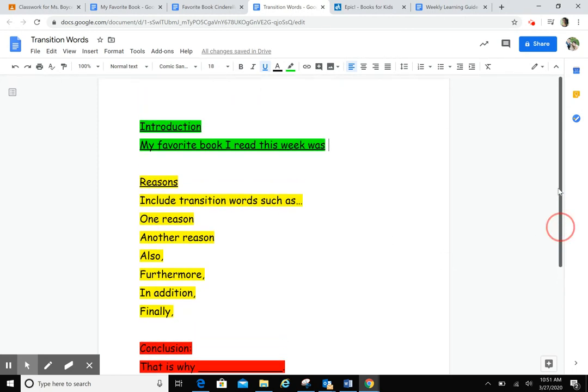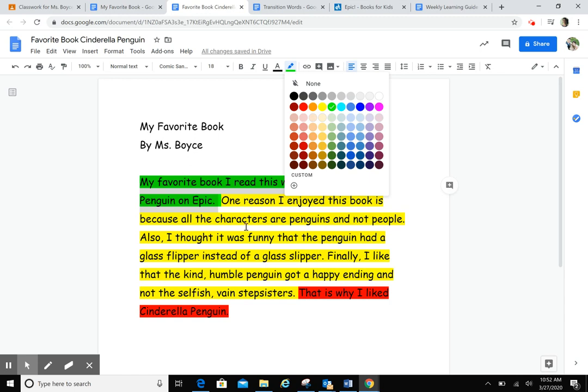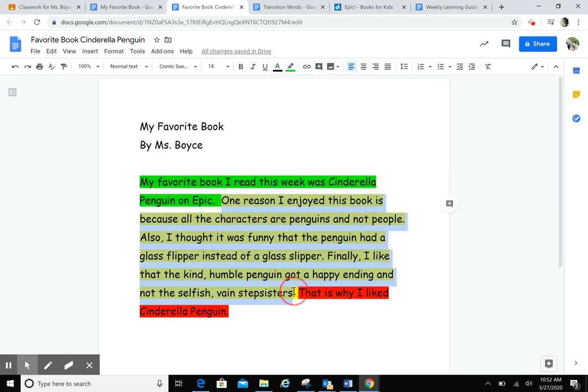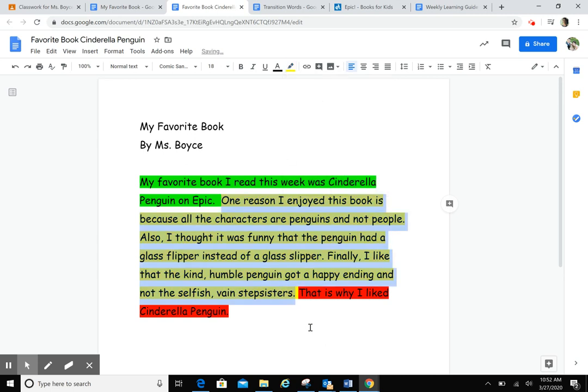So hopefully that is helpful to you. And again, this is what their finished product should look like. And in my class, I do encourage students to highlight their topic sentence in green, and that's up here with the highlighter, and their reasons in yellow, highlighting up here, and their conclusion sentence in red. That really helps them double check themselves that they have their introduction, their reasons, and their conclusion. So I can't wait to see your favorite books you read this week.